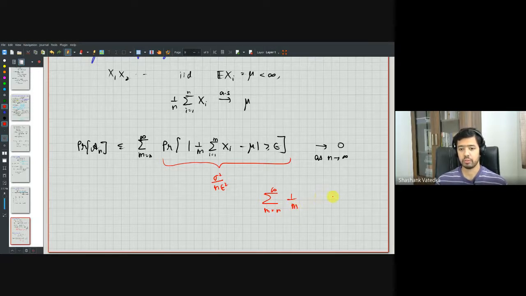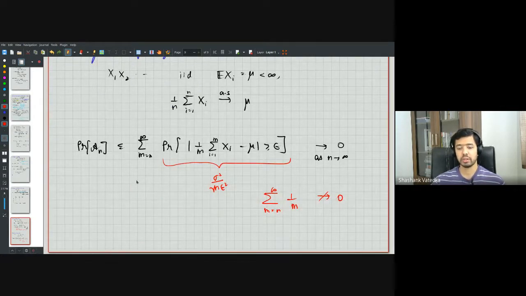One over m, sorry, this would be m epsilon square. So this does not converge to 0. This is equal to infinity, and therefore we can't really prove the strong law of large numbers with just this assumption. But then if you have stronger assumptions on this, then it becomes very easy.